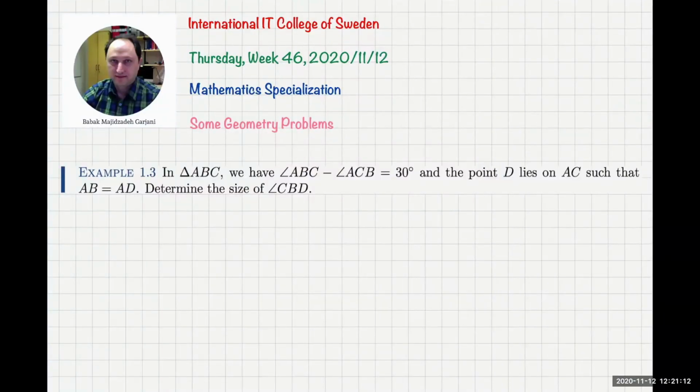So you see this problem: in triangle ABC, we know that the difference between these two angles is 30 degrees, and the point D lies on AC such that AB is equal to AD. Determine the size of this angle. Okay, so you need to read and draw a roughly good picture. You don't need to be very precise, and use that picture to find the measure of this angle. I will pause the video and wait for you a little bit.